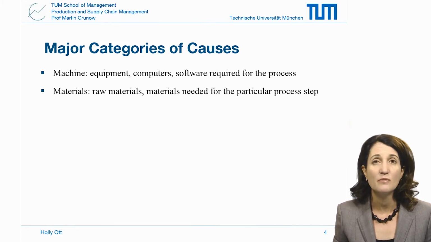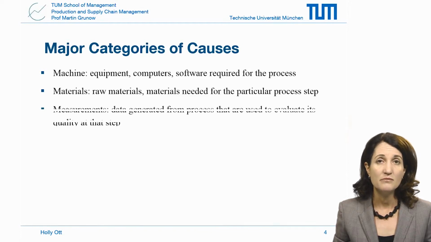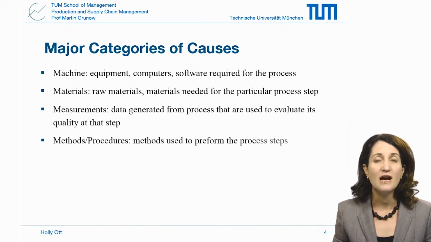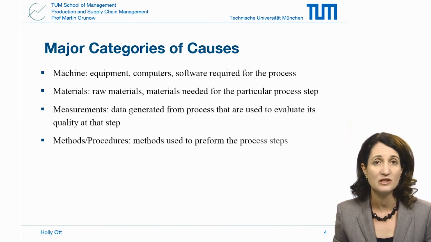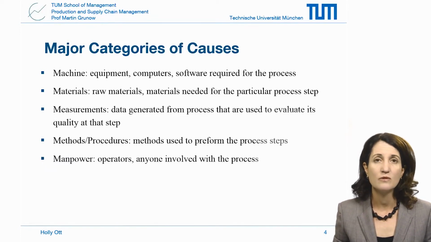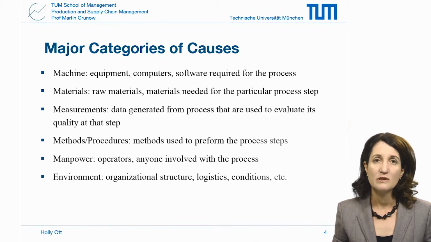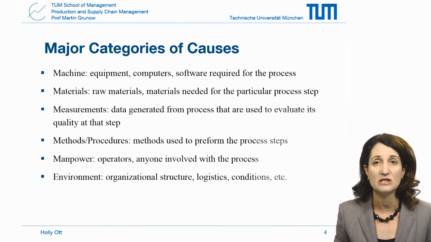Materials consist of raw materials, materials that might be used for the equipment at that process step. Measurements are data generated from the process that are used to evaluate its quality at that point. Methods and procedures are how the process steps are performed. What is the set of operating procedures, the standard operating procedure, SOP, that is documented and used. By manpower, we're talking about the human factor, operators, anyone involved in that process. The environment: here we're talking not only about the environment, but also the organizational structure, the logistics, the conditions.